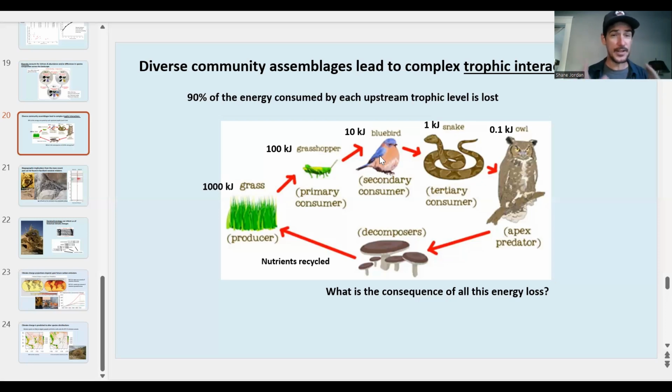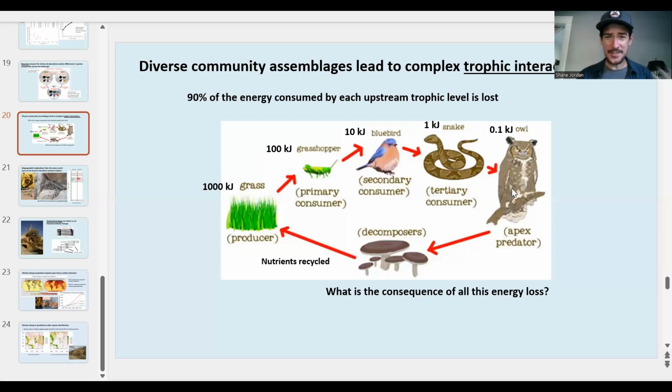Again, 10% of the energy that it got from the grasshopper. Likewise, if this snake consumes this bluebird, this snake might get 10 kilojoules of energy from the bluebird, but it's only going to be able to use one of those kilojoules. So 90% of the energy is being lost yet again.